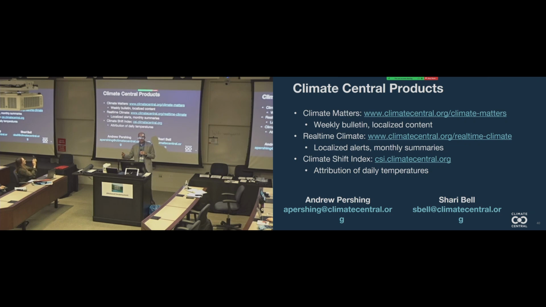So these are the products that Sherry talked about. Climate Matters is our weekly subscription service. All of our products are free. Real-Time Climate will give you email alerts when there's something interesting going on in your location. Interesting ranges from localized alerts about weather or solar. We also do monthly climate summaries for different locations. And we occasionally will do things like help you understand what the Inflation Reduction Act means. Or sometimes there's a major national weather event like a hurricane or the atmospheric rivers in California, and we will send alerts out through our system. And then we have CSI, which gets you to the attribution of daily temperatures.